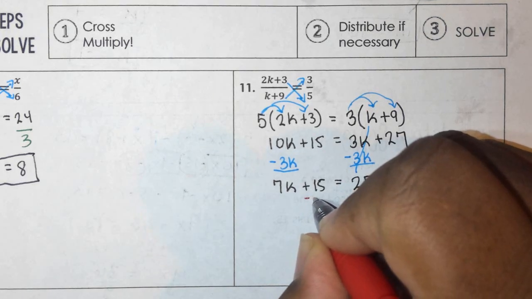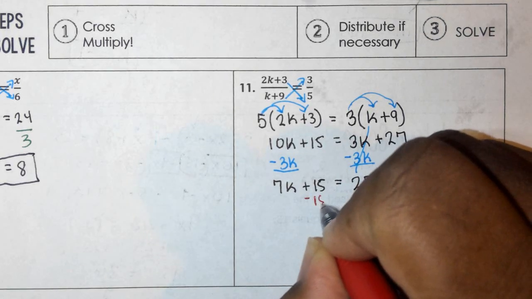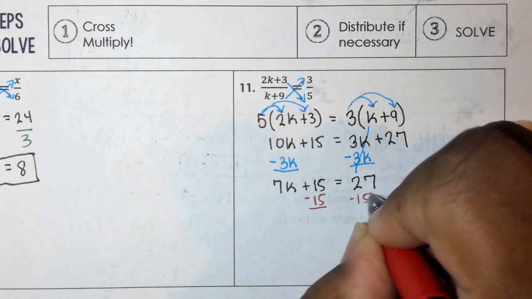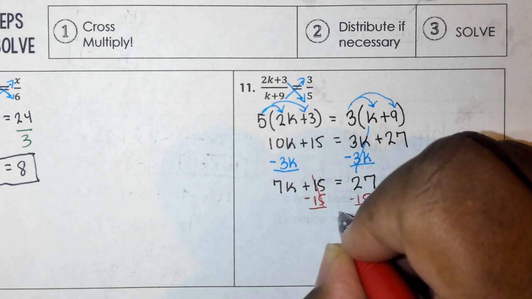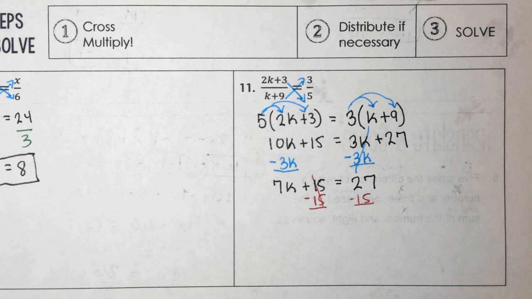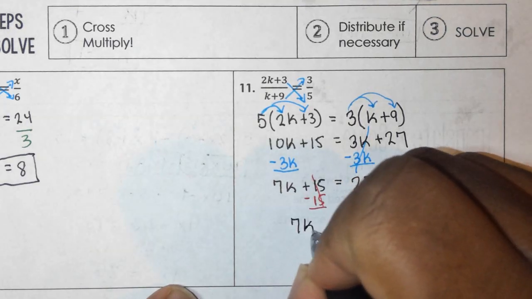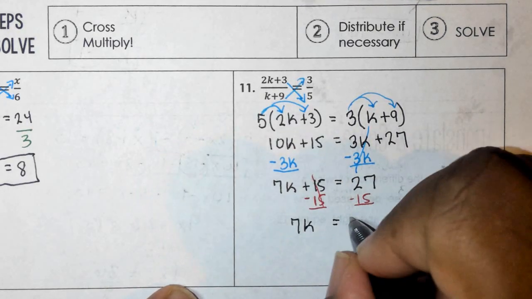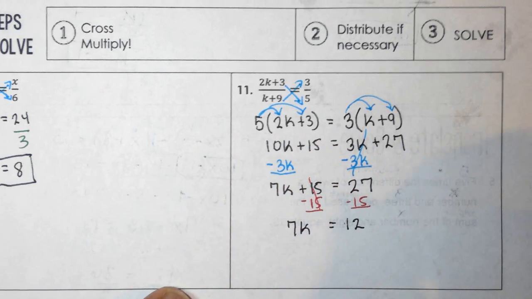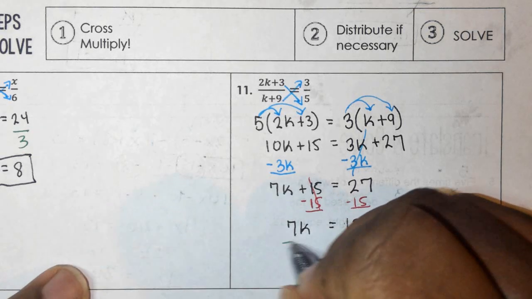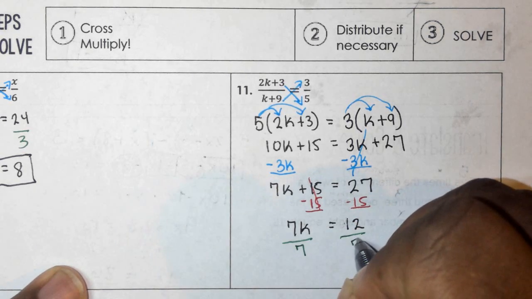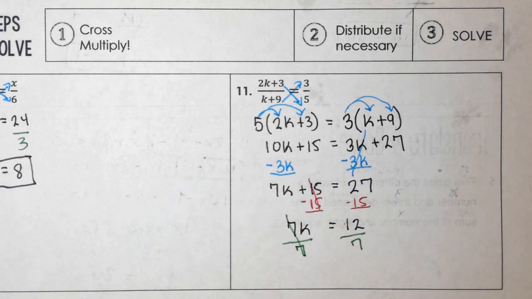Then after that, two-step equation time again. Subtracting 15, subtract 15, cancels. Right now, 7k equals 27 minus 15 equals 12. So I got 7k equals 12. Last thing I need to do is divide. Divide by 7. Divide by 7. This cancels.